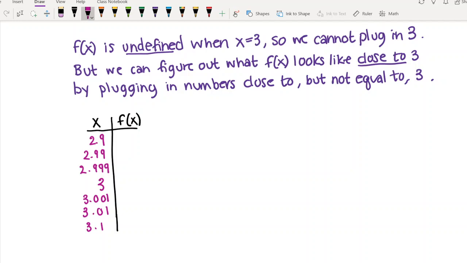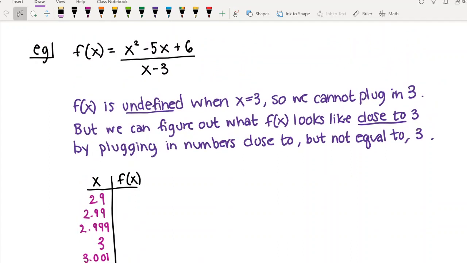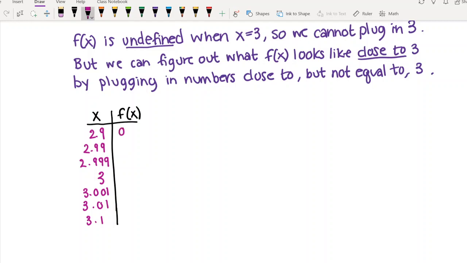Okay, so I will save you the effort of plugging these into a calculator. I'm just going to write out what you would get. Literally, you could plug these numbers into this function. If we plug in 2.9, you're going to get 0.9. If you plug in 2.99, you're going to get 0.99. If you plug in 2.999, you get 0.999. If you try to plug in 3, it's undefined, right? So I'm just going to write undefined. If you plug in 3.001, you get 1.001. If you plug in 3.01, you get 1.01, and 3.1 gives you 1.1. And they're not always going to work out just like this. You might notice how the decimals are all kind of the same. That has to do with this specific function.